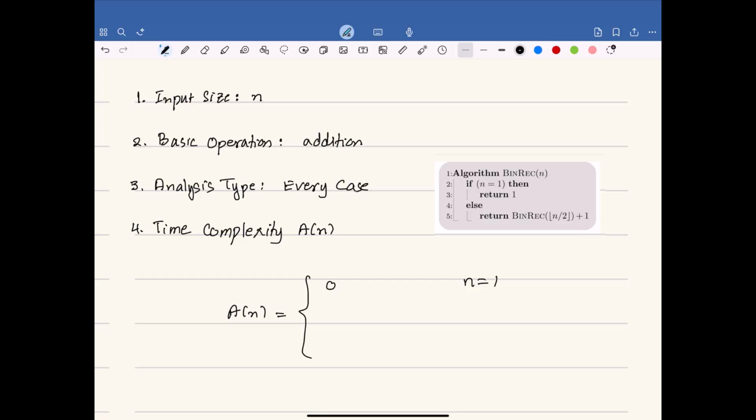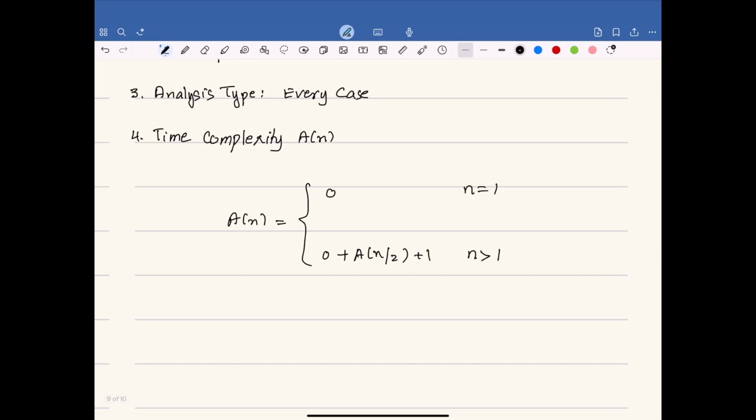For the pre-work operations that occur before the recursive call, we have a comparison operation testing for n equals to 1 and a shift operation dividing n by 2. Since there is no addition, then the pre-work is equal to 0. Since we have one recursive call with input size of n over 2, then the number of additions for this call is simply A of n over 2. Finally, the post-work operations that occur after returning from the recursive call. We have only one addition, so the post-work is equal to 1. And this is for n greater than 1.